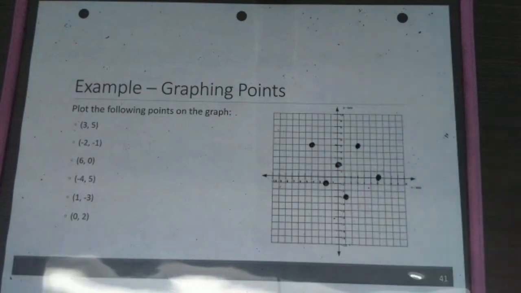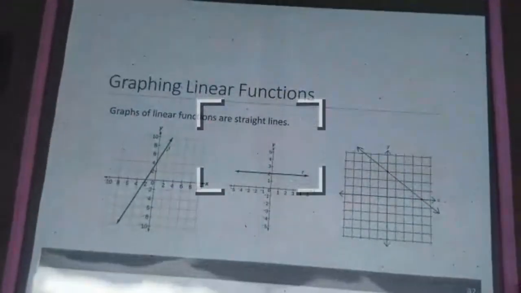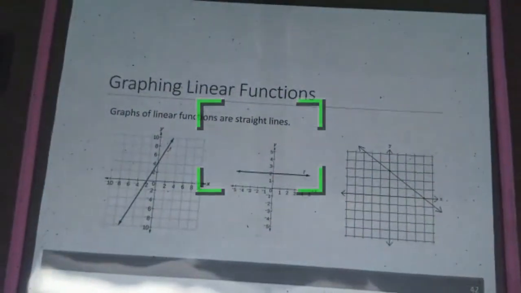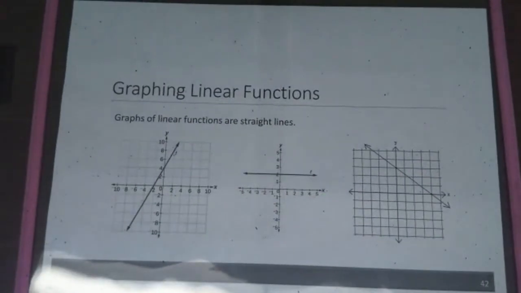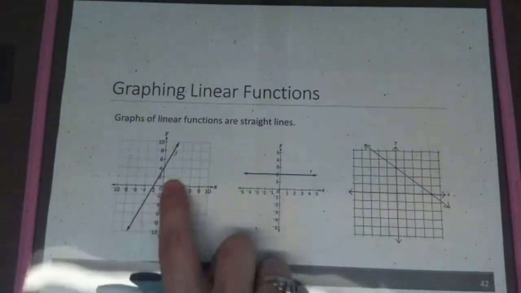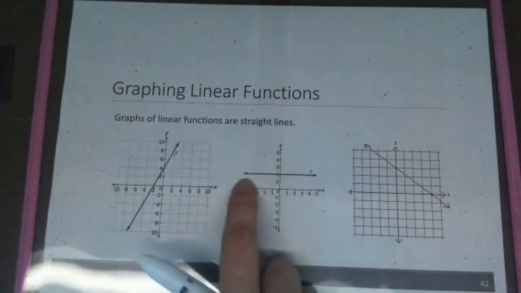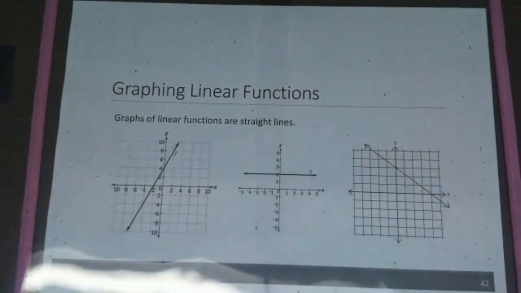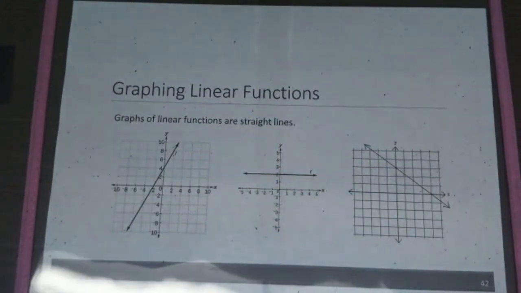Graphing points is going to be the basis of everything we do in graphing, so it's really important to understand how to graph points. In this unit, we're going to be focusing on linear equations and linear functions, and the graphs of linear functions are straight lines. They could be angled, they could be horizontal, they could be angled the other way, they could be vertical. These straight lines are linear equations.